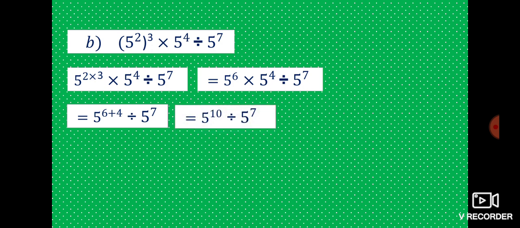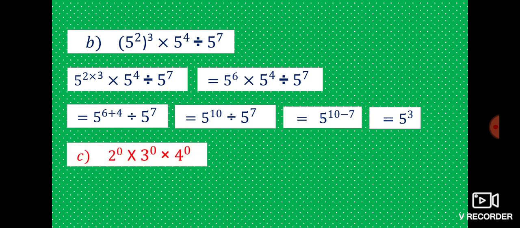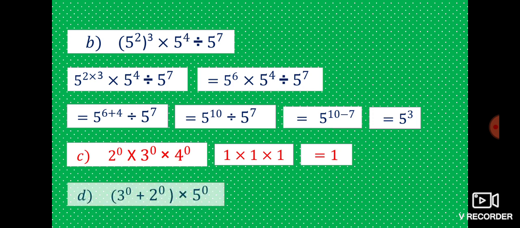6 plus 4 is 10. Then this is the second law: same base and division, so we subtract the powers. 5 raised to 10 minus 7 equals 5 cube. So the last answer is 5 cube. So you remember all the laws: power of a power, multiplication, division. Next, C question. 2 raised to 0 into 3 raised to 0 into 4 raised to 0. This is 1, 1, 1, so we write like this. Answer is 1.